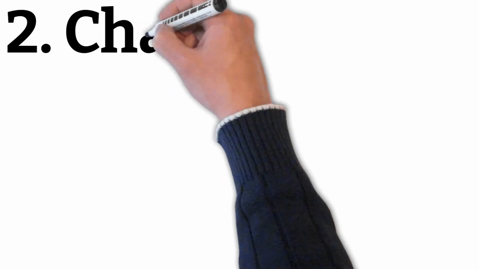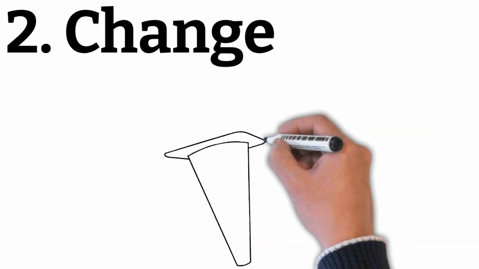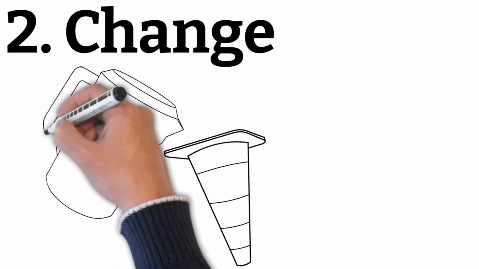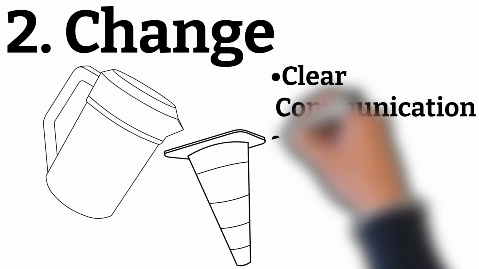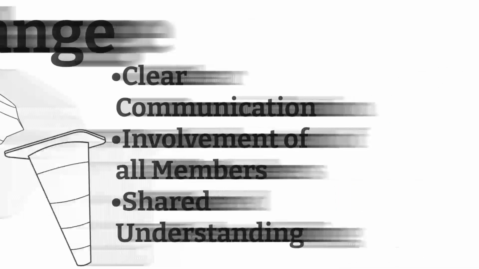Next comes the change phase, where the melted ice is molded into the desired shape of a cone. This is akin to implementing new practices or structures within the organization. It requires clear communication, involvement of all members, and a shared understanding of why the change is necessary.